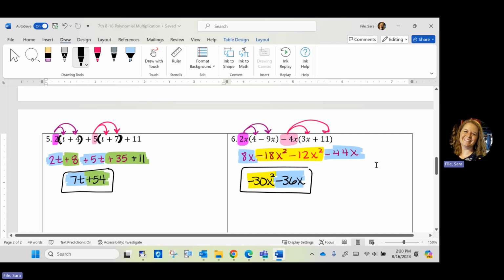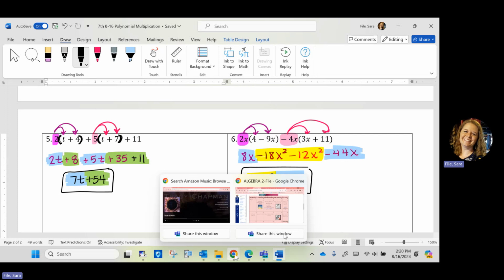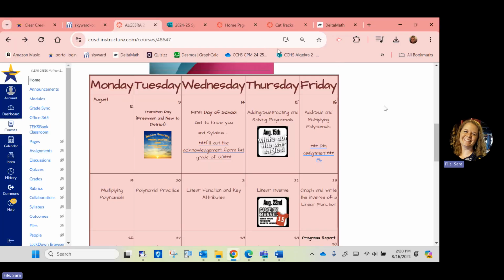Cool? All right. So what we're doing with the rest of class, you have a practice in Delta Math. So in Delta Math, I'm going to pull it up so you can see what it looks like. I want this to move so I can see.